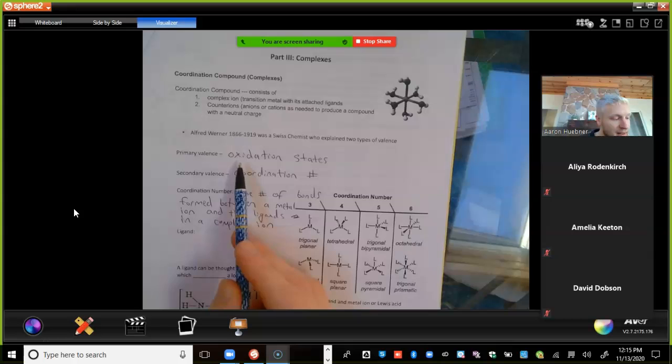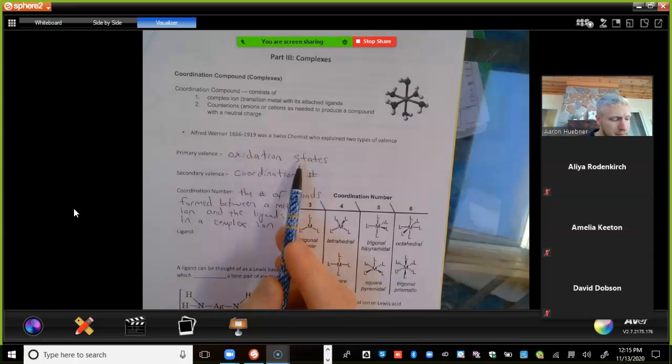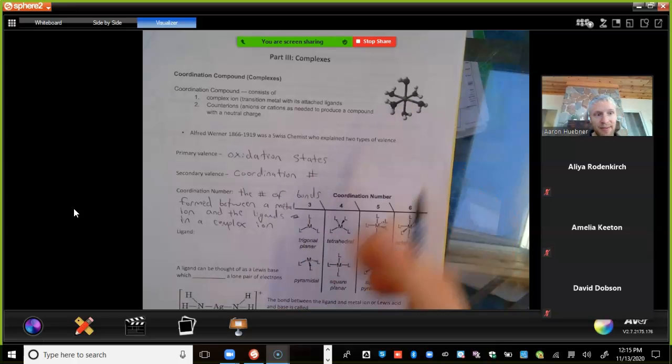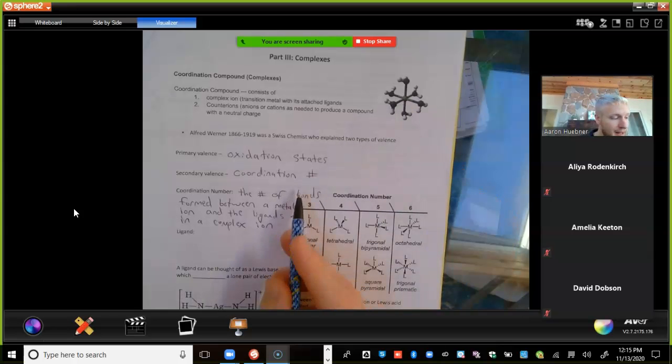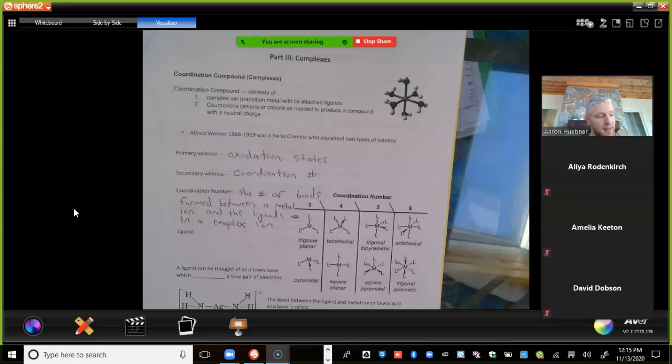So we got primary valence is the oxidation state. Secondary valence is the coordination number. So basically the oxidation state of the transition metal is super important. And then the other thing that's important is the number of coordinate bonds the transition metal can form with its ligands. Alright, so that's what we covered so far.